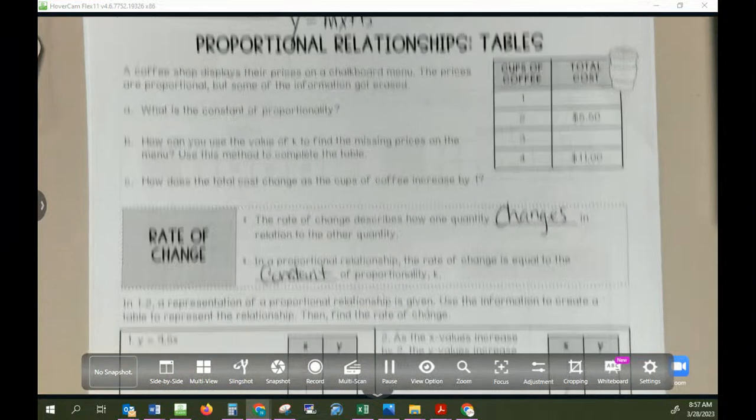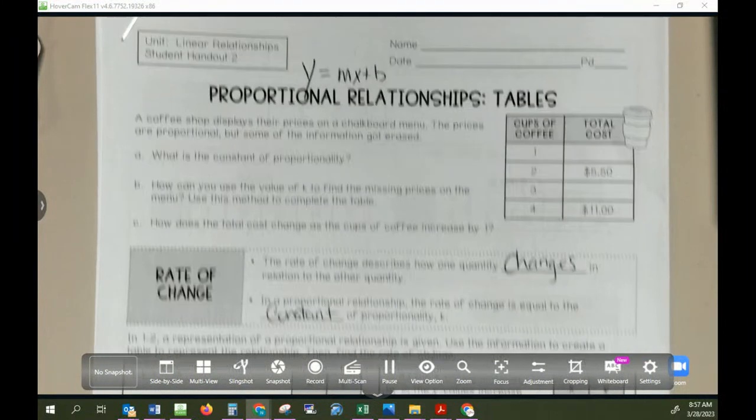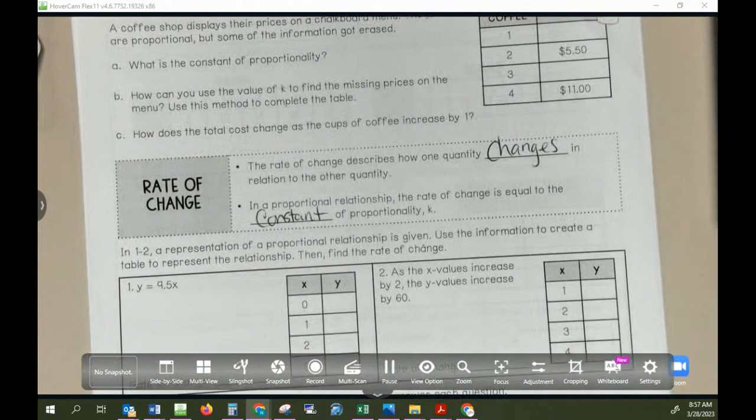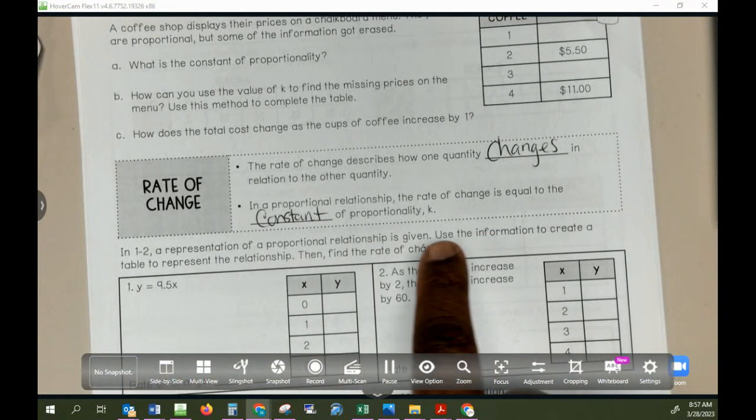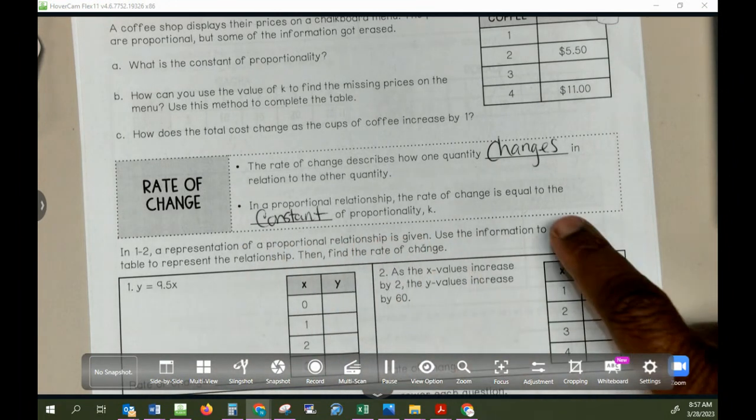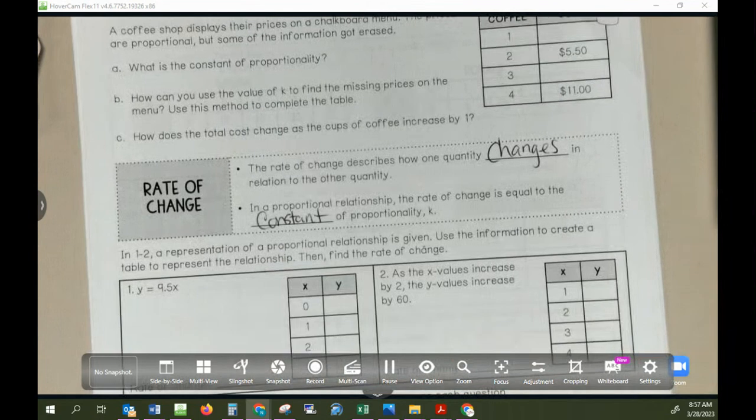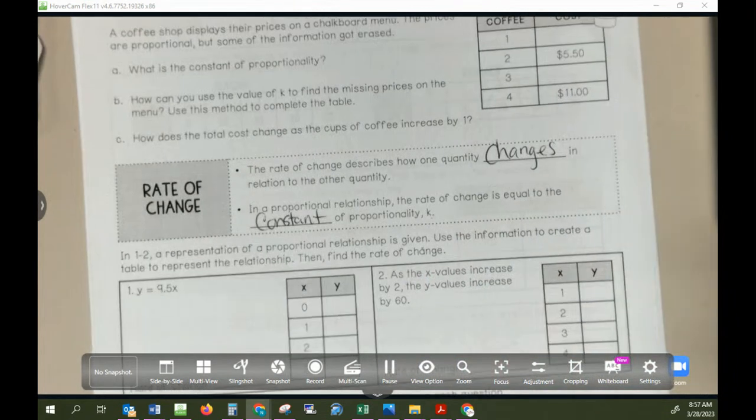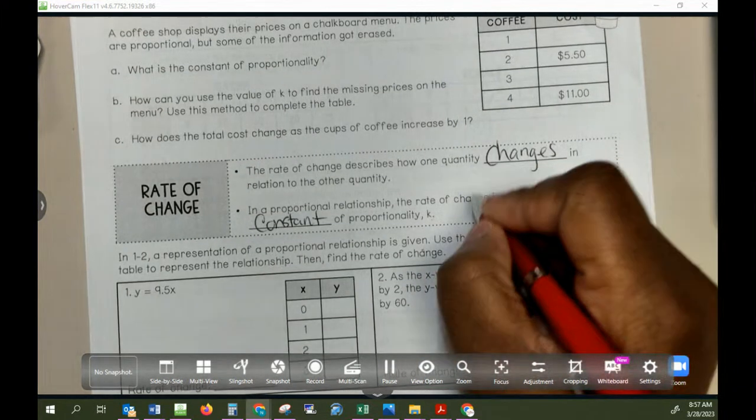All right, so we're talking proportional relationship tables. So, rate of change. The rate of change describes how one quantity changes in relationship to another quantity. In a proportional relationship, the rate of change is equal to the constant of proportionality. So, what does that mean? That means that whatever my constant of proportionality is, my rate of change is that.